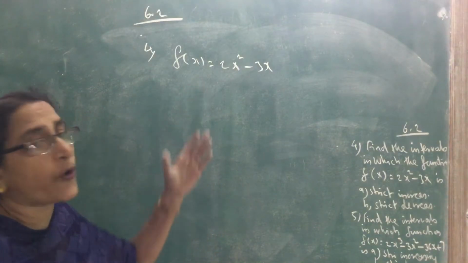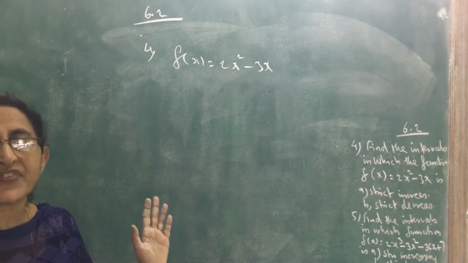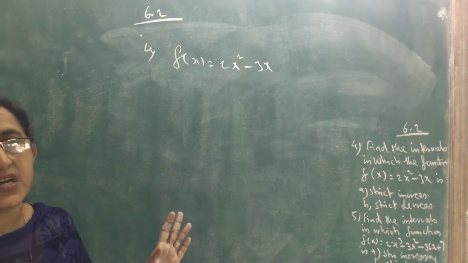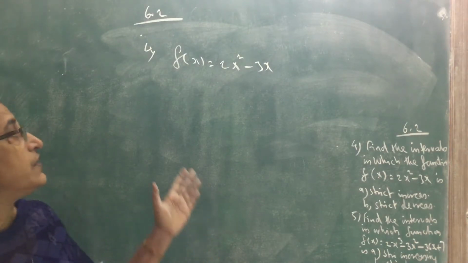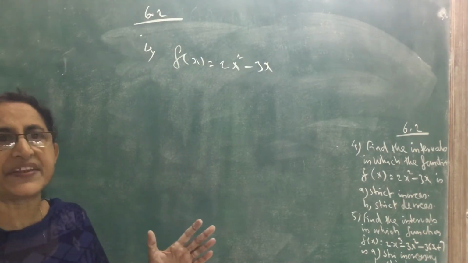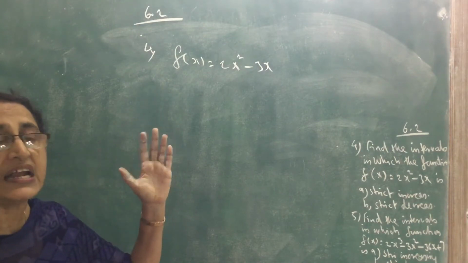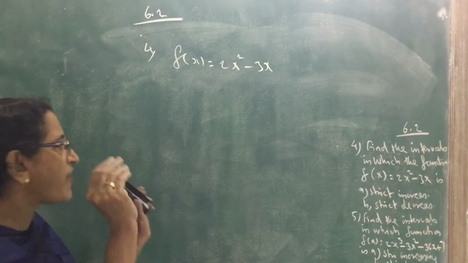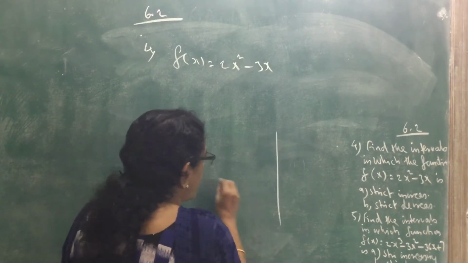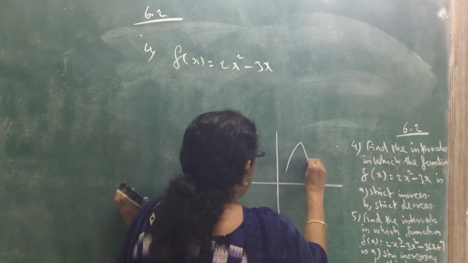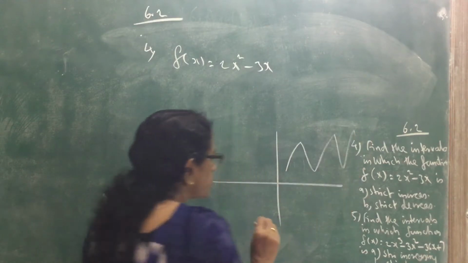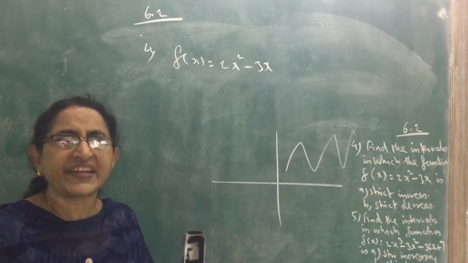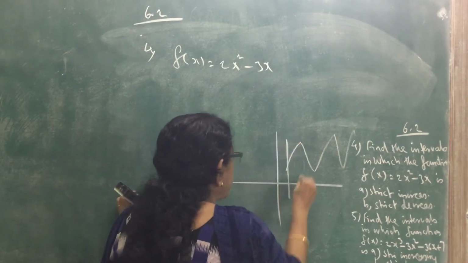We know it is a polynomial function and the domain of the function is the set of all real numbers. So in the set of real numbers, we have to find out in which interval it is strictly increasing, and in which interval it is strictly decreasing. When we draw the graph of some functions, it goes up and down like this. So consider a small interval, from here to here.